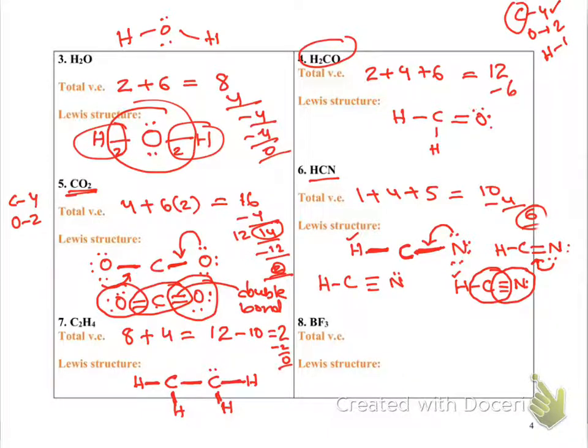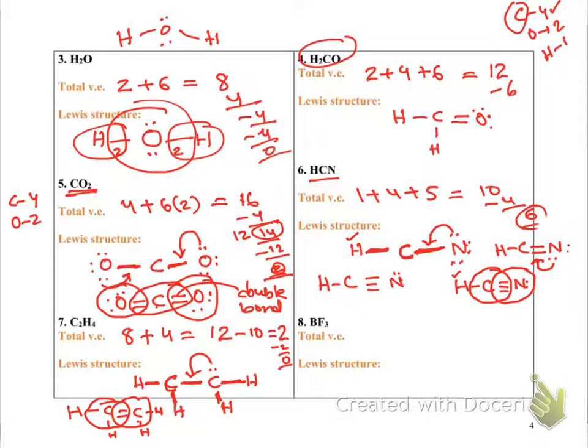But this carbon, if you see, has only 3 bonds around it. So what we're going to do, we're going to move these electrons here, and now look around each carbon: 4 bonds, around this carbon, 4 bonds.